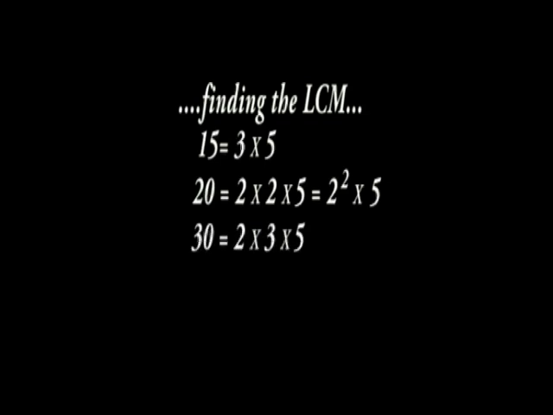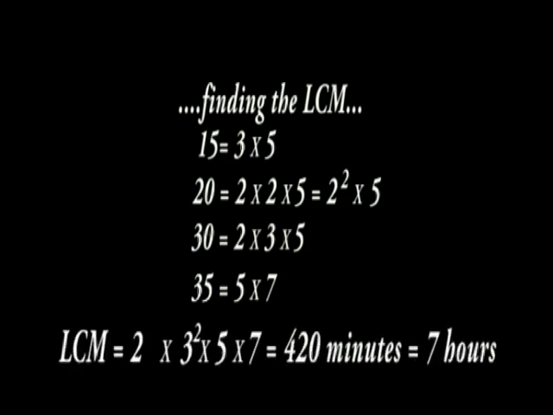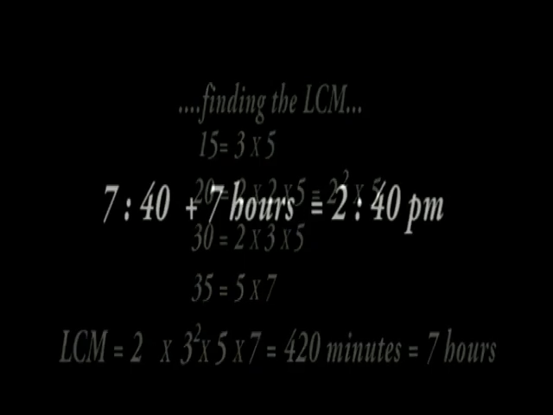In our solution, we first find after how many minutes they ring together. This will be done by finding the LCM. The LCM of 15, 20, 30, and 35 is 420. This is equivalent to 7 hours. The bells will ring again at the same time after 7 hours, which when you add to 7:40 a.m. will give you 2:40 p.m.